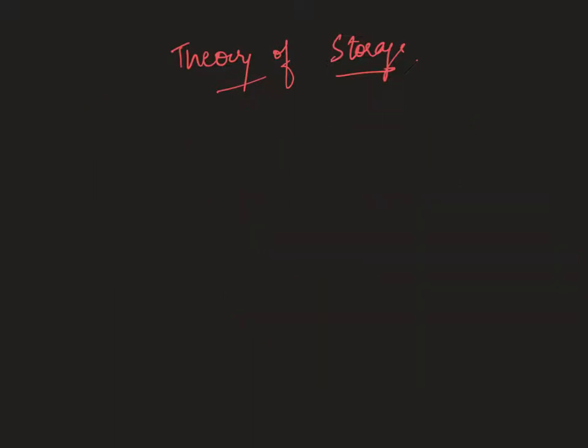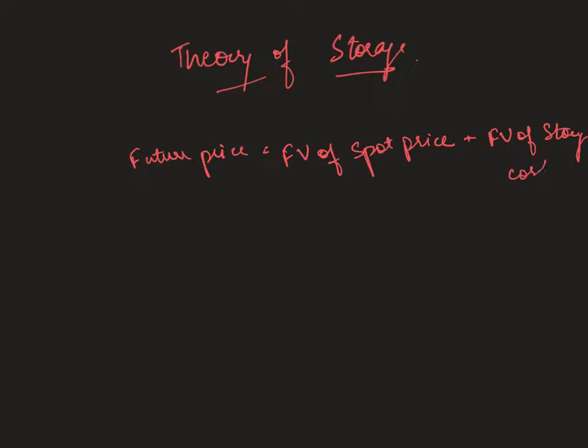So one thing that they say in the curriculum is that future prices are nothing but the future value of the spot price plus the future value of the storage cost that I'm incurring today, minus the future value of the convenience yield. So if the convenience yield is high, my future price is going to be low. If the convenience yield is low, my future price is going to be high.